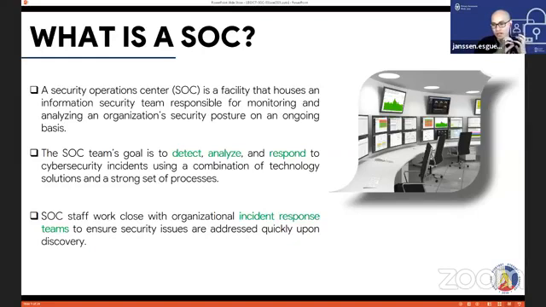Response Team, because they are the people who manage and use the tools for monitoring and analyzing the organization's security posture in order to detect, analyze, and respond to cybersecurity incidents using, of course, a combination of process, tools, technology, and, of course, with other incident response teams in a cross-functional team.